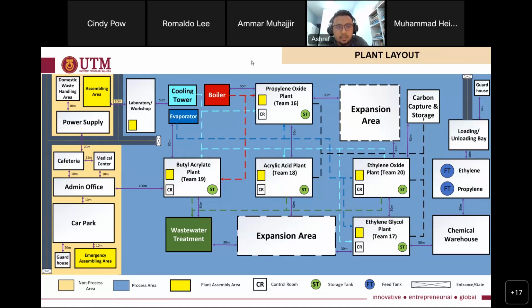And where is your equipment spare part warehouse, your inventory? We did not consider that part yet. I suggest that you include this also to make it look more realistic on your plan layout. Okay, sure.